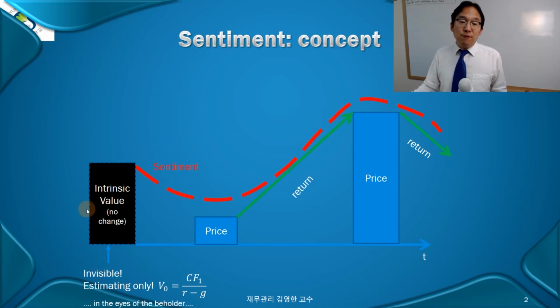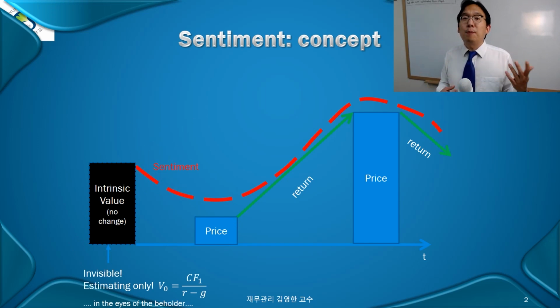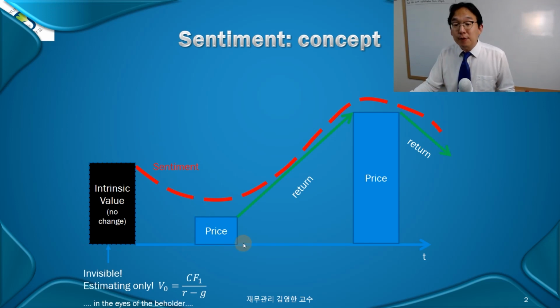Now, the thing is, this true value is invisible, right? But the sentiment, if you can measure this kind of sentiment somehow and then quantify it, you can build up your trading strategy, because you know that the price of this guy will be depressed when the sentiment is low, and then the price is going to be inflated when the sentiment is very high. So what's going to be your investment strategy? If you can measure this sentiment somehow, then buy it when the sentiment is terrible, and then sell it when the sentiment is high. That's going to be your profit-making opportunity. Okay?